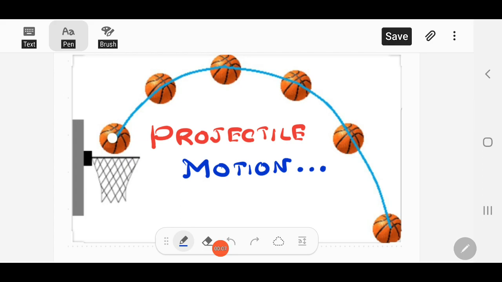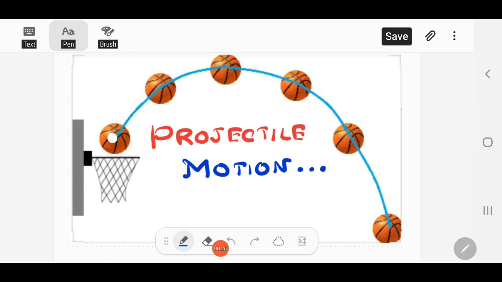In today's session, we are going to discuss projectile motion. So what's a projectile? By definition, a body thrown upwards in any direction from the Earth's surface or a point close to it is called a projectile. So what is projectile motion?